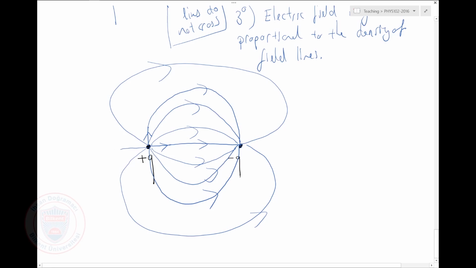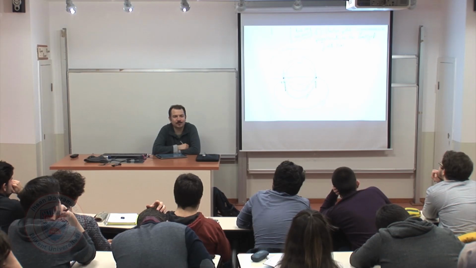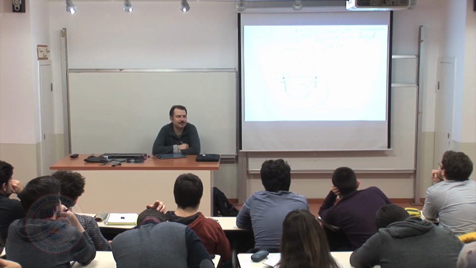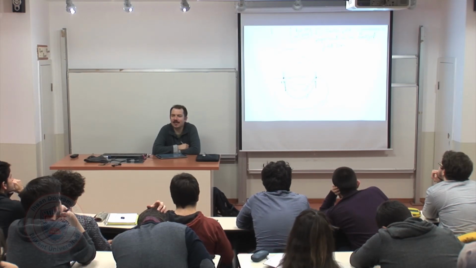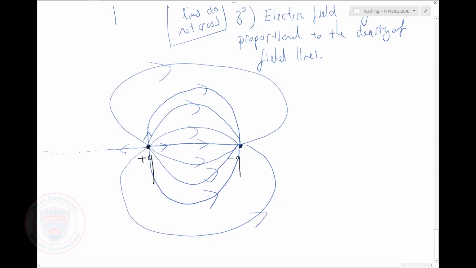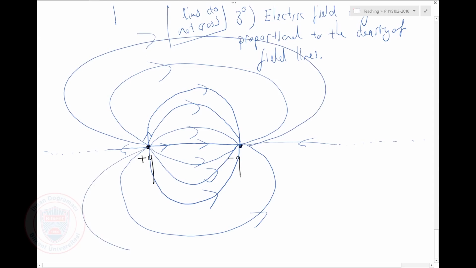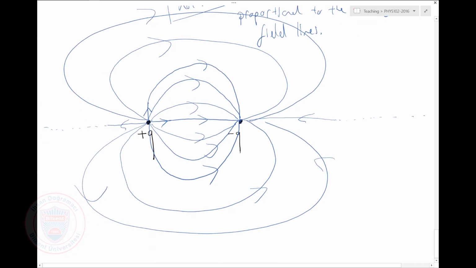How about the line that's going exactly to the opposite of minus q? What will happen to that? It must always stay tangent to the electric field. So it will go all the way to infinity, which you can say is coming back from infinity to minus q. So you can fill in all these field lines.